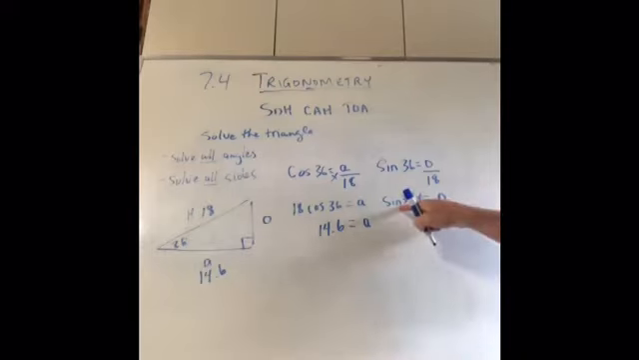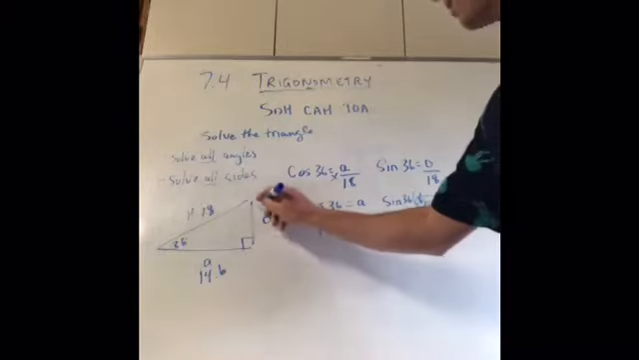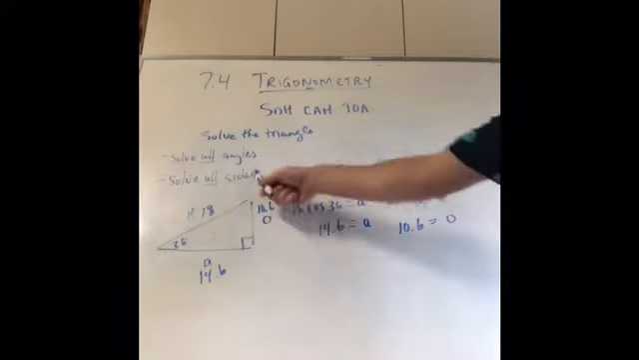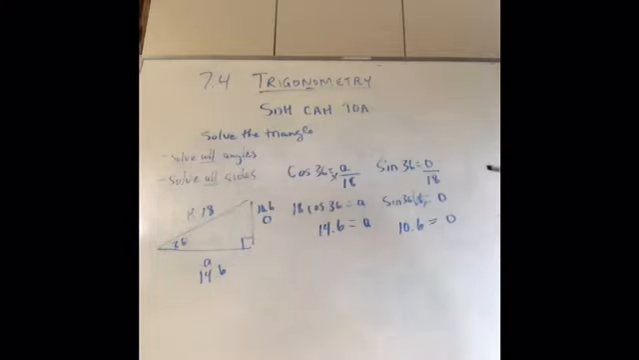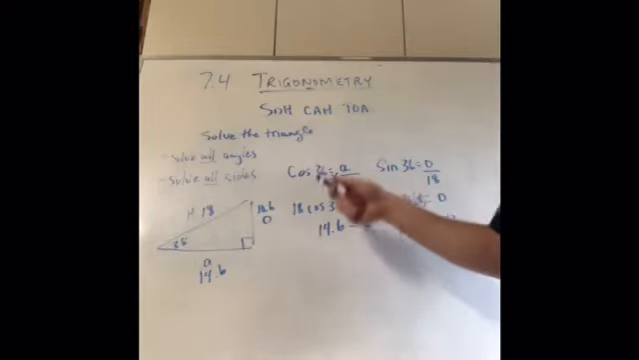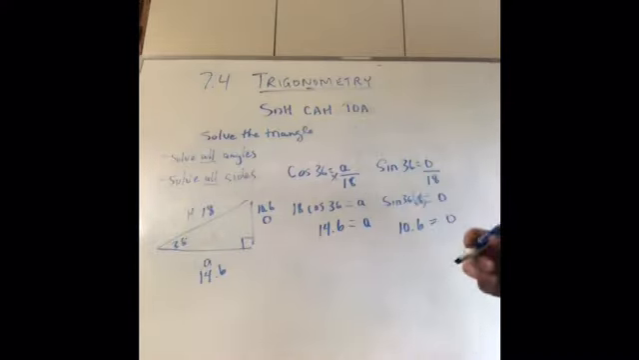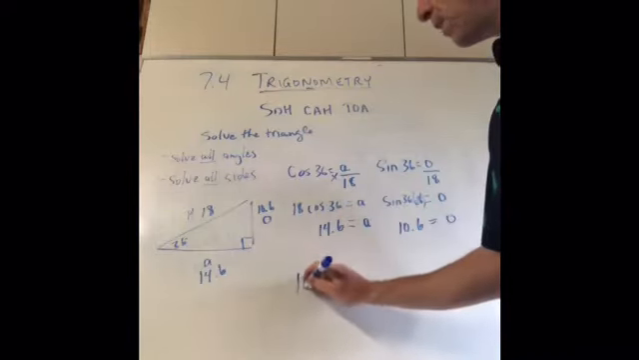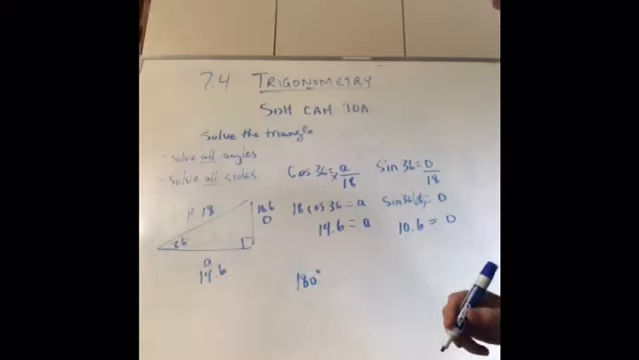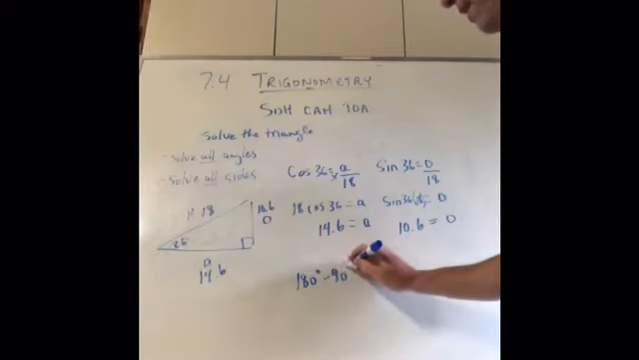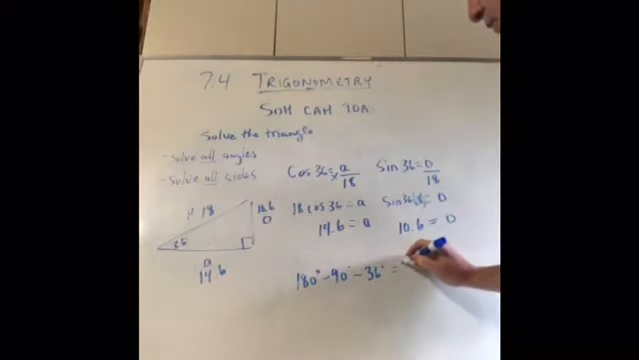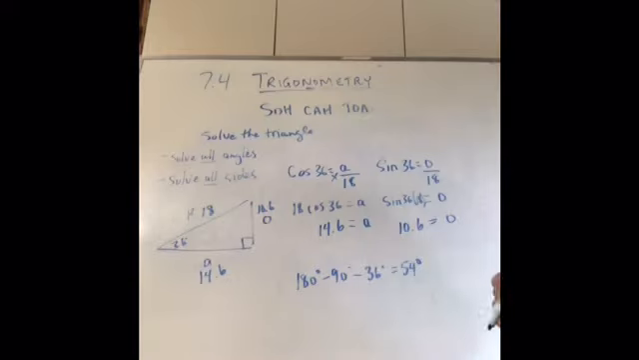And when we do sine 36 times 18, we get a value of 10.6. The last thing we have to do, so we have solved all sides, we do have one more angle to solve. We're not going to do anything fancy. I guess you can use one of these, but let's keep it simple. Let's just use our 180 rule from elementary school or grade 9. A triangle has 180 interior degrees. So if I subtract 90 and subtract 36, I'm left with 54 degrees.